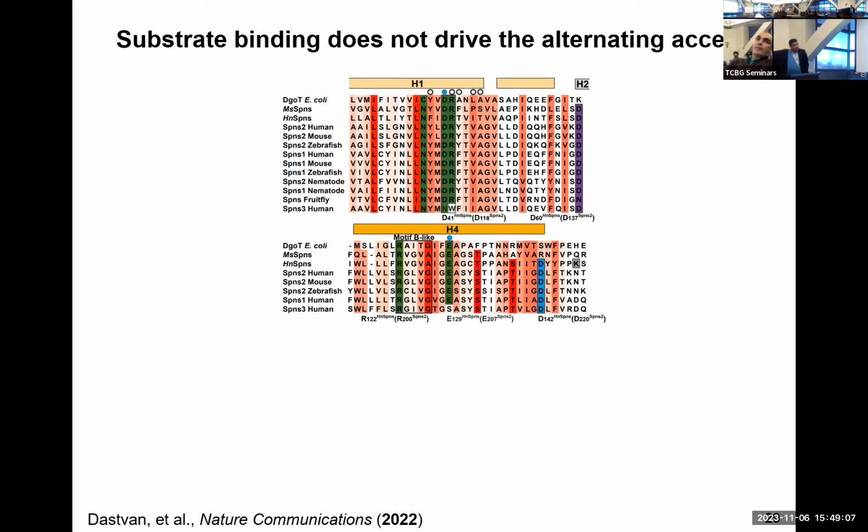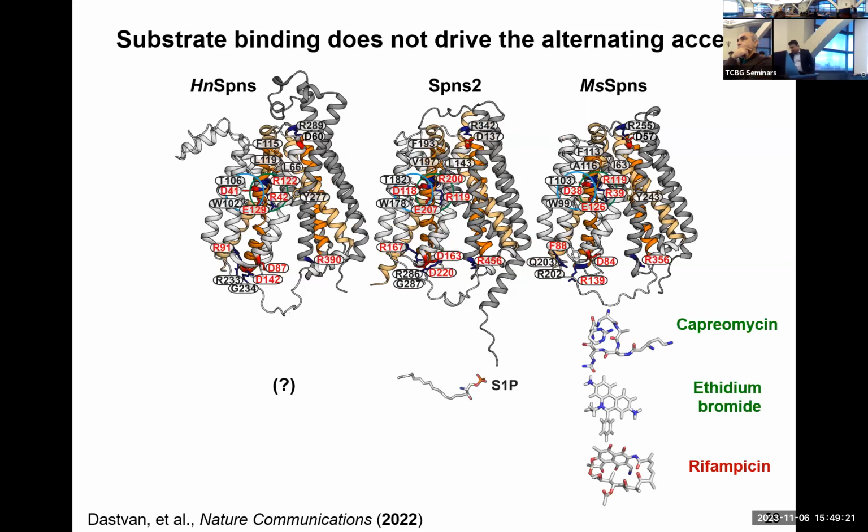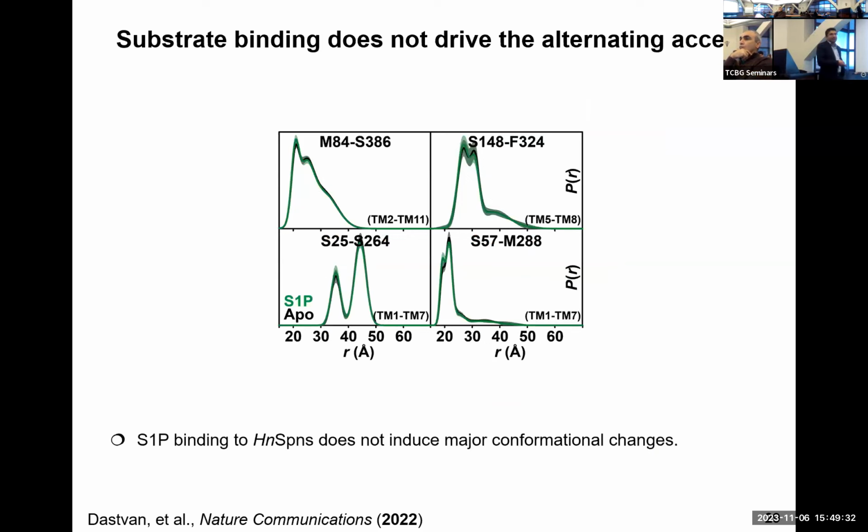All right, so we skipped the substrate. One of the reasons was that we don't know the substrate of this bacterial homolog, but we could see that a lot of the residues in the binding cavity are conserved between them. So we don't know the substrate for HnSpns, but we know the substrate for SPNS2. The first thing we did was add S1P, sphingosine phosphate, to the bacterial homolog. We couldn't detect any conformational changes.